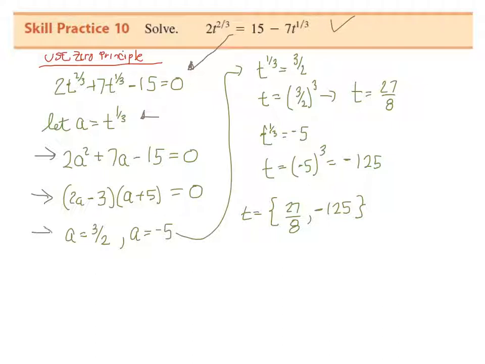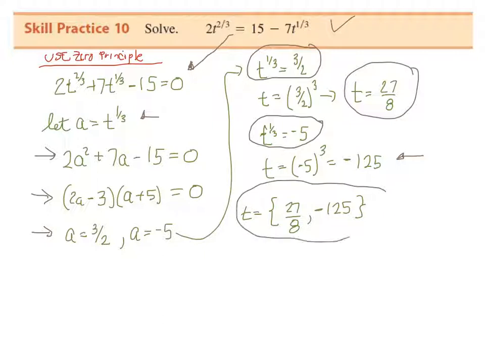a is equal to 3/2. a equals negative 5. Now we substitute back in for t to the 1/3 power. And we get t to the 1/3 is equal to 3/2. We cube both sides and we end up with t is equal to 27/8. When we let t to the 1/3 is equal to a negative 5, we cube both sides and we get t is equal to negative 125. So our solution here is t is equal to 27/8, or t is equal to negative 125.